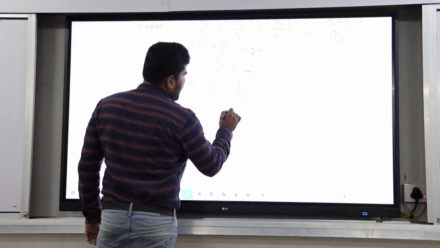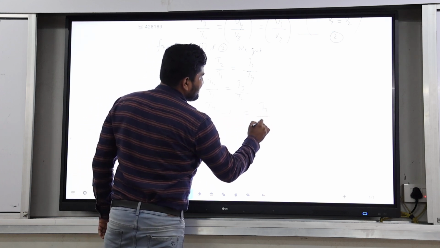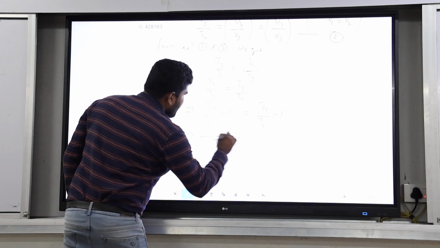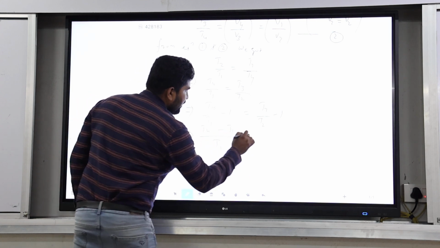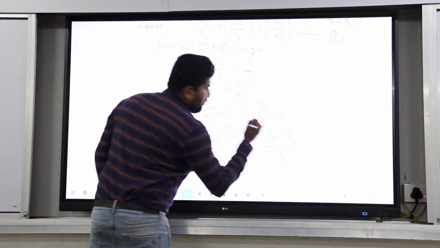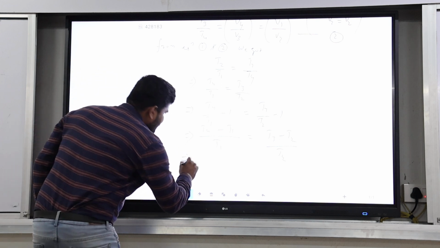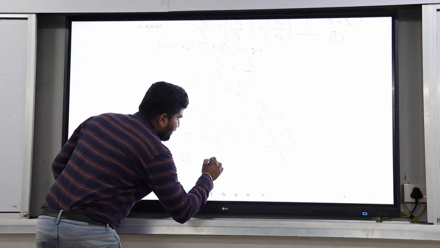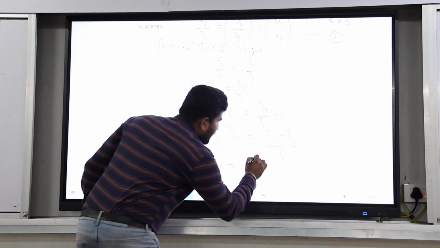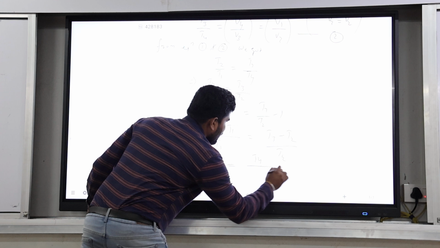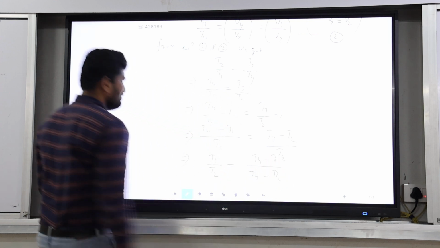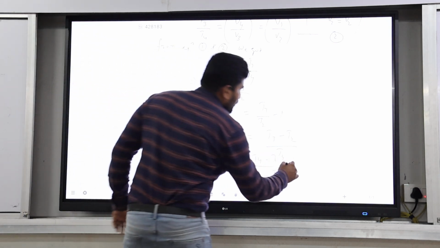Now subtract 1 on both sides. What did you get? (T4 minus T1) by T1 equals (T3 minus T2) divided by T2. Or this implies T1 by T2 equals (T4 minus T1) divided by (T3 minus T2). Make it equation number 3.